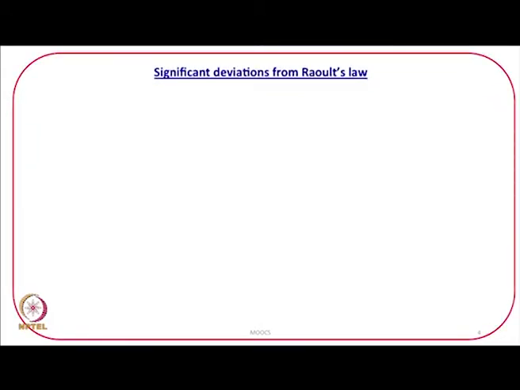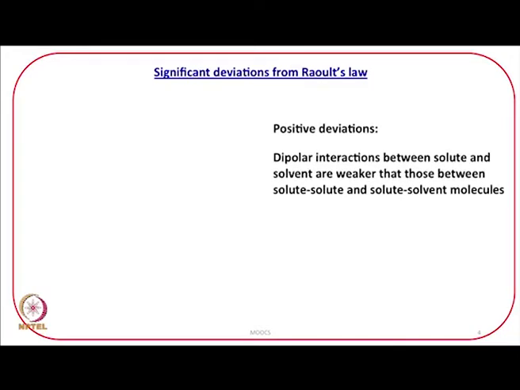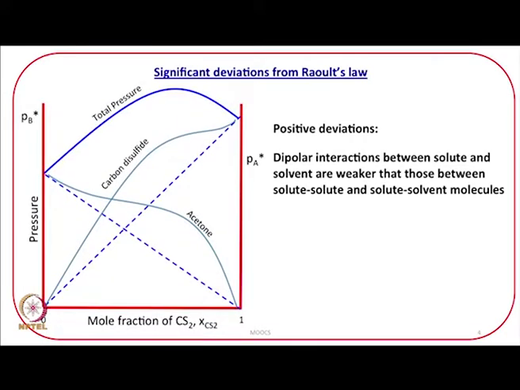Do deviations exist from Raoult's law? Definitely, two types of deviations can occur from Raoult's law: positive deviations and negative deviations. When do the positive deviations start? Let us first take a look at what we understand by positive deviations.